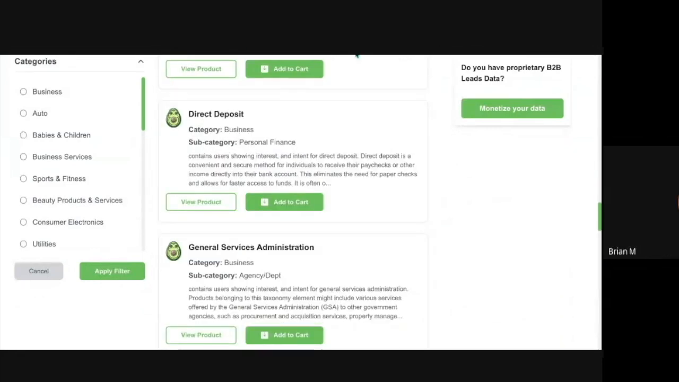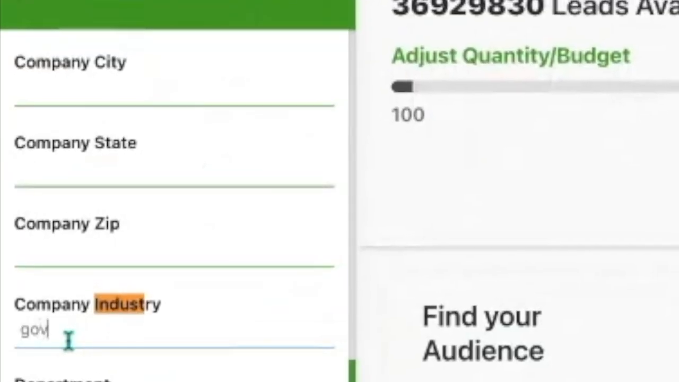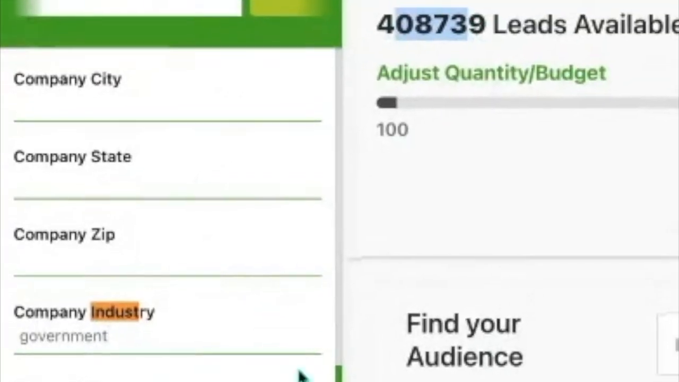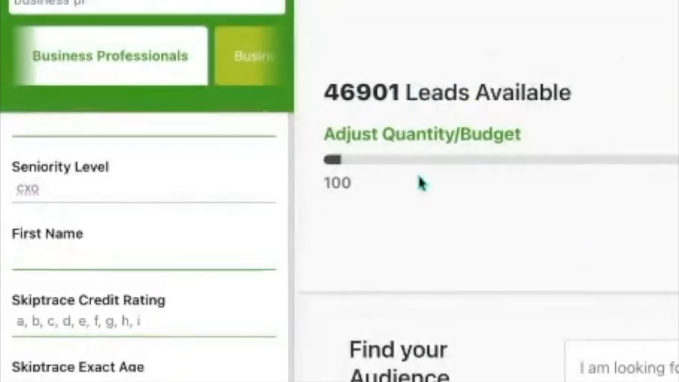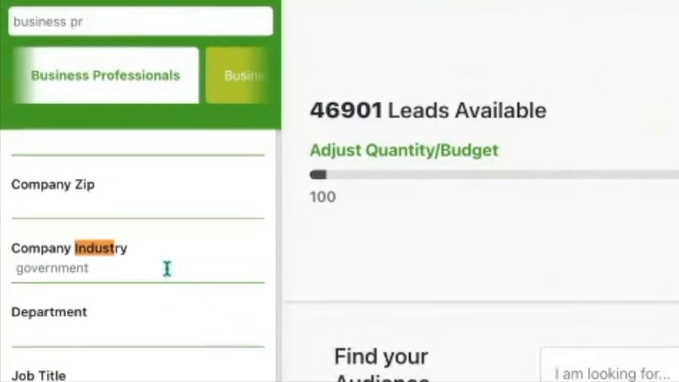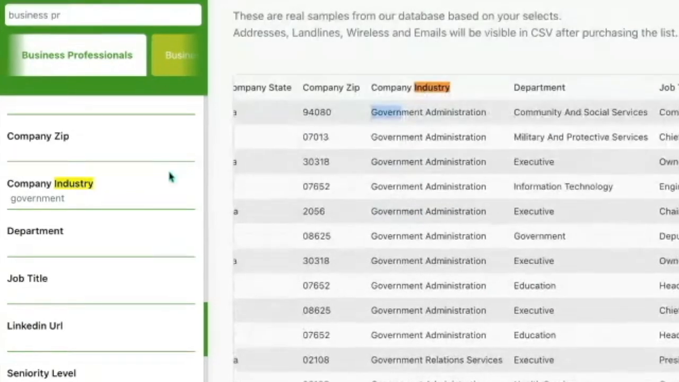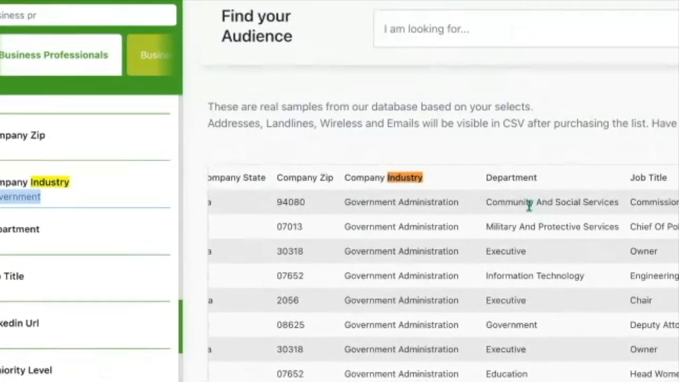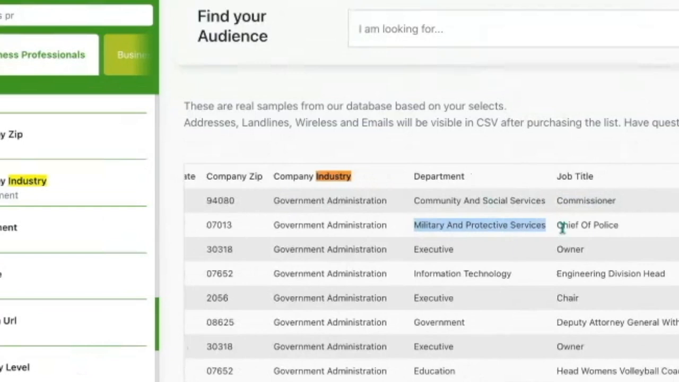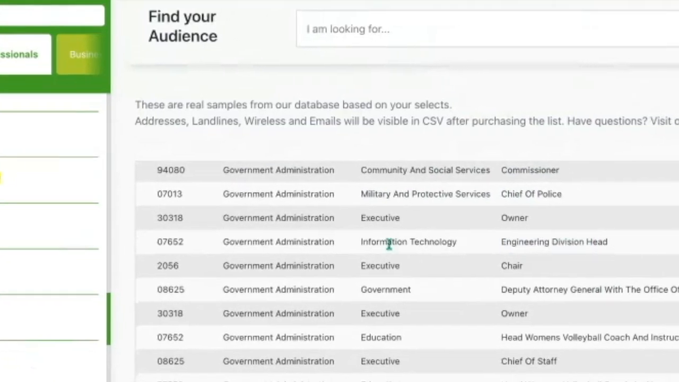I have an idea. Business professionals, because there's an industry called government. And then let's put their seniority level at CXO. I think we can work with that. So there's 46,000 people who work in the industry government. So now let's take a look. Government administration. Oh, yeah. Just like that, there's 40,000 people in the department of government. You've got the Community and Social Services Commissioner, Chief of Police. This might be the best shot. Yeah, there's your IT guy right there. I saw that. Oh, yeah, right here.